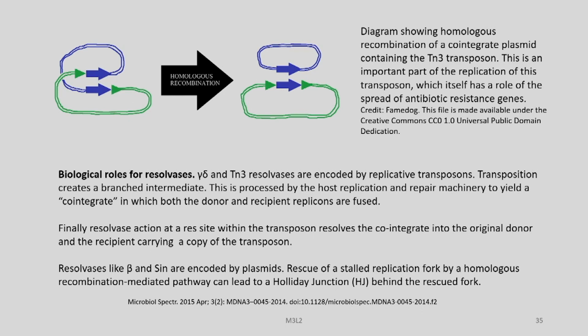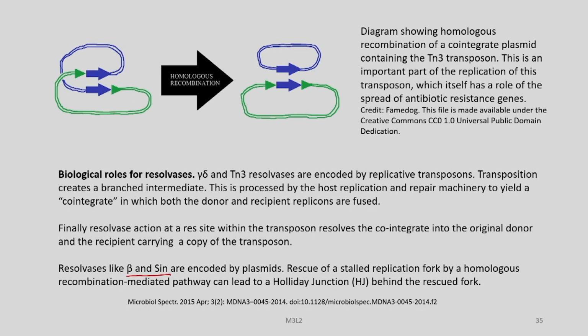So, in this diagram you can see the homologous recombination of a co-integrate plasmid containing the Tn3 transposon. This is an important part of the replication of this transposon, which itself has a role in the spread of antibiotic resistant genes. Resolvases like Beta and Sin are encoded by plasmids.